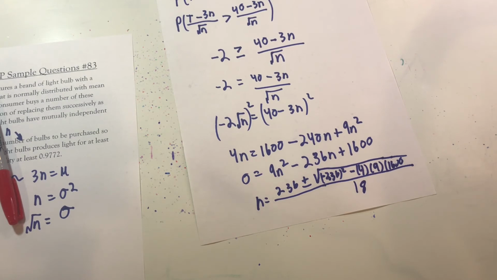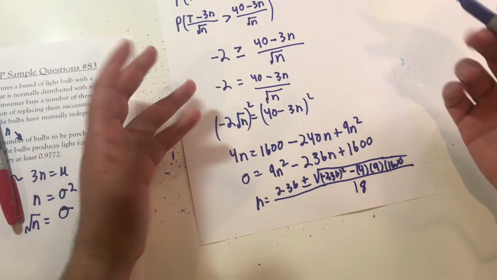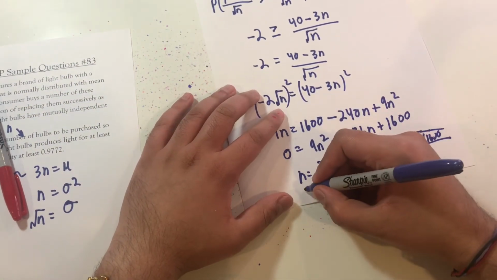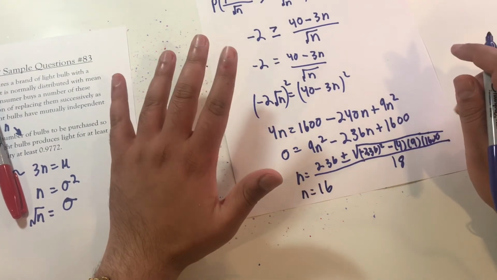And okay, there are two values. One's negative and one's positive. So since time can't be a negative value, we have to go with n equals 16. And that's our final answer.